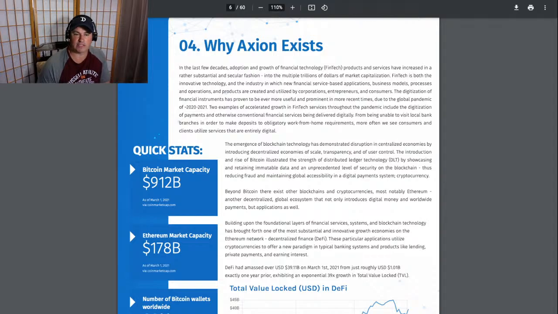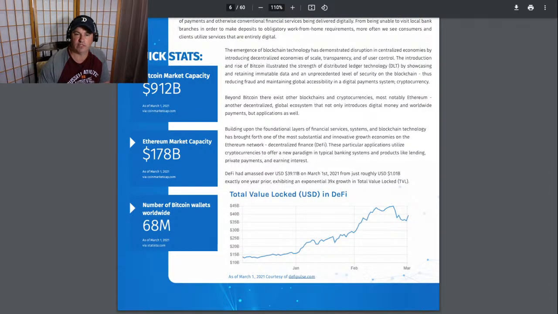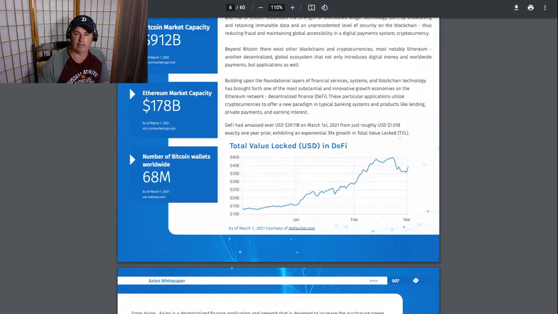These applications utilize cryptocurrencies to offer a new paradigm to typical banking systems and products like lending, private payments, and earning interest. So really, cryptocurrency is majorly challenging the traditional banking environment with its products and offerings. DeFi has amassed over US$39 billion as of March the 1st, 2021, from roughly US$1 billion exactly 1 year ago. So that's 39 times bigger within a year. The growth is tremendous, exhibiting an exponential 39x growth in total value locked. So that's pretty cool, and you've got this awesome chart showing that climb over the last couple of months.